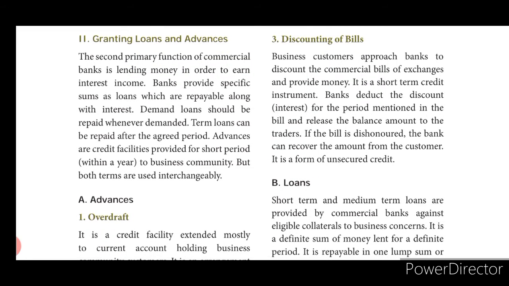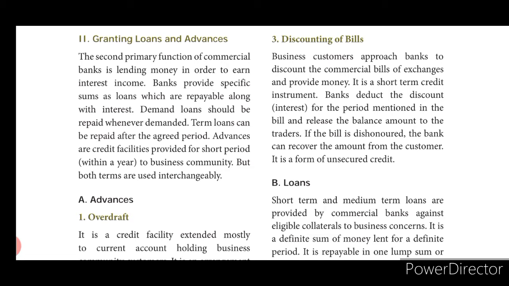Okay. See, granting loans and advances. The second primary function of a commercial bank is lending money in order to earn interest income. So in a primary function, a commercial bank actually lends some money in order to earn some interest. You want to get some interest as an income. For that you lend the money. Okay. So that is a secondary function.